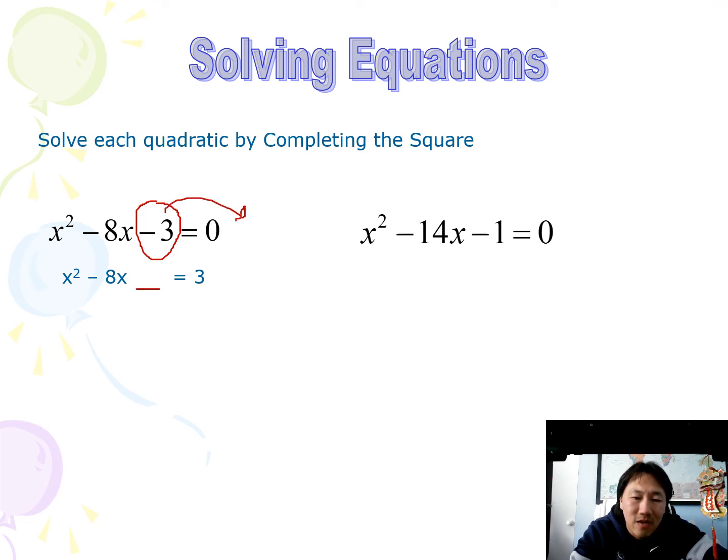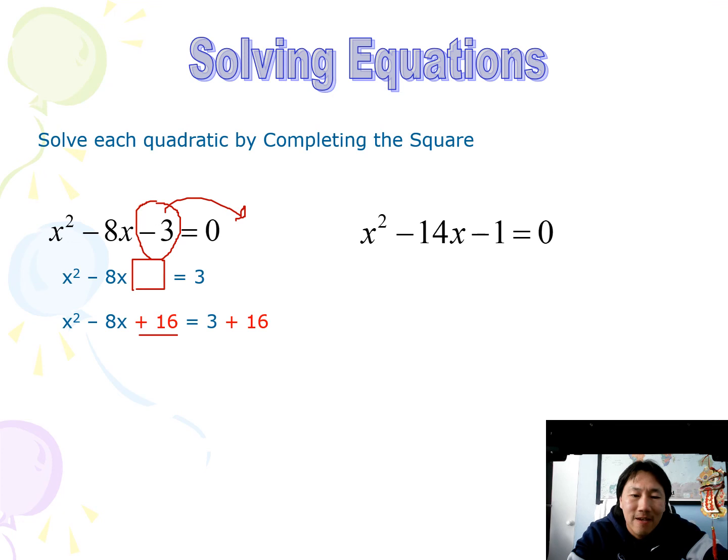Now you've created for yourself a little blank space. Okay? Now you're going to fill in that blank space by using the completing the square method. Take the b, the -8, divided by 2, which is -4, and then square it, and that gives us 16.